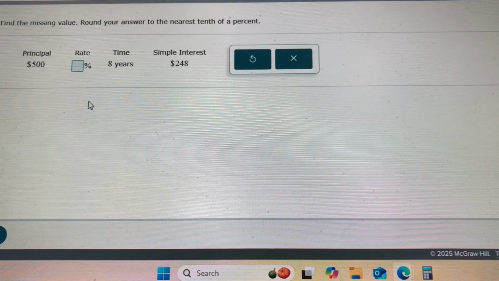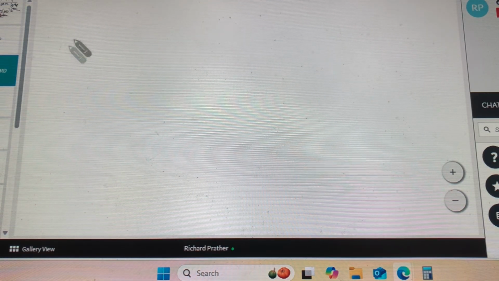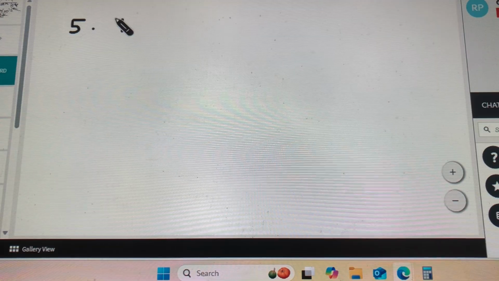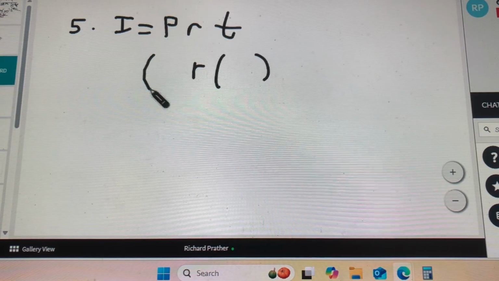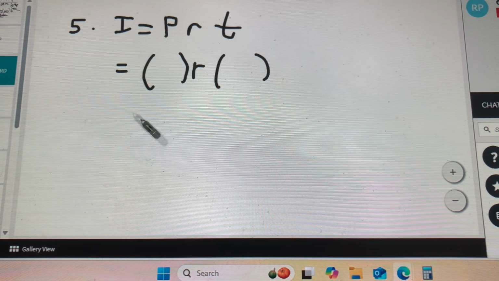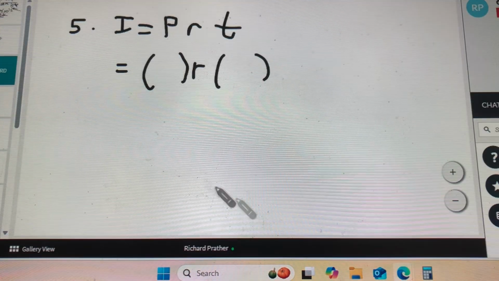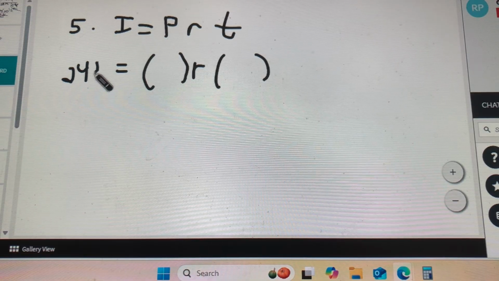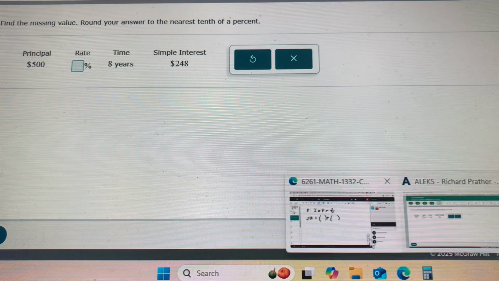Okay, see, I said this was going to happen. Now the interest rate is the unknown. Any of these four can be the unknown. Usually the principal is the unknown, but any of the four can be the unknown. So in number 5, we just have a different unknown. Now we don't know the interest rate R. So we have to know T, we have to know P, and then we have to know I. I is 248, simple interest 248. The principal amount is $500.